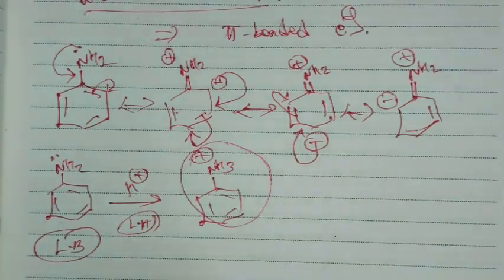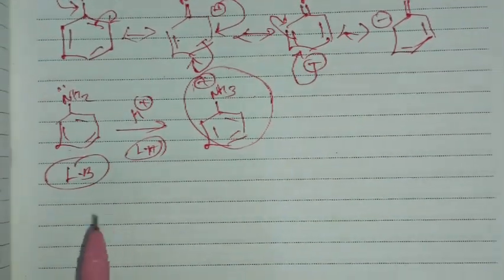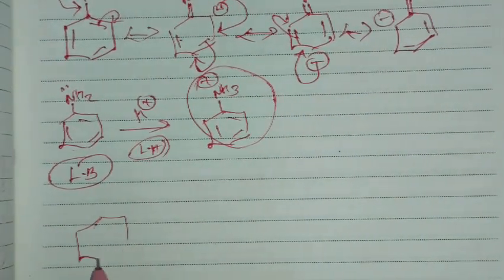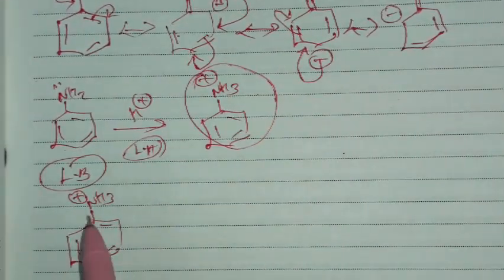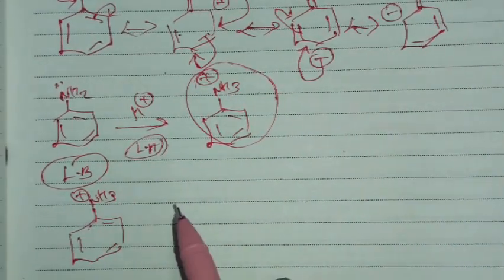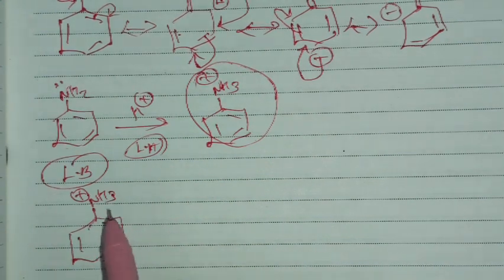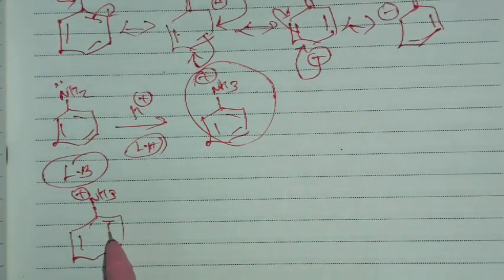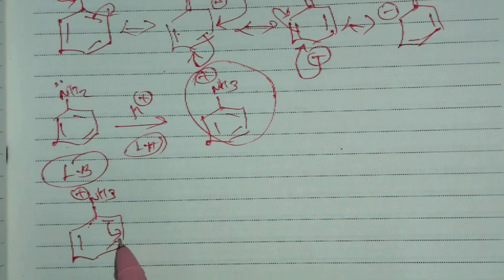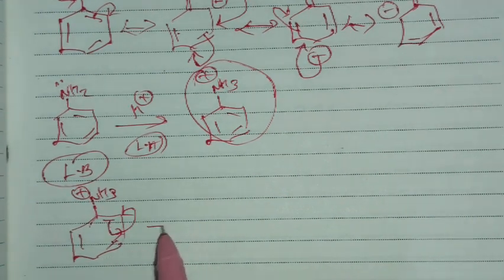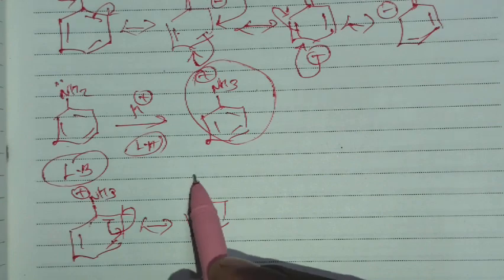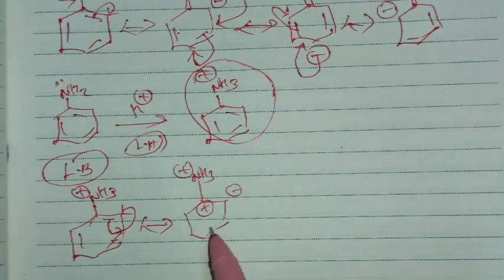Now consider whether this anilinium ion has a mesomeric effect or a resonance effect. See this anilinium ion with NH3 plus. Here the nitrogen does not contain a lone pair of electrons. That's why the resonance originates from the pi electrons, or the polarity is developed by the pi electrons. So this bond shifts here and this bond shifts here. It's a canonical structure with NH3 plus, a minus, and a double bond.